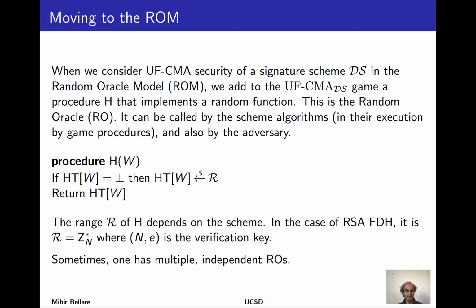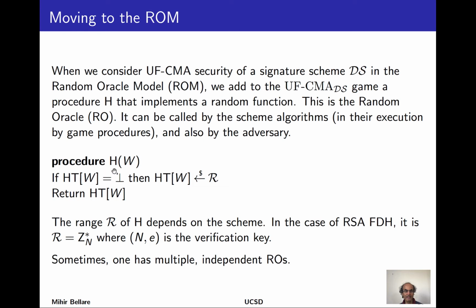So now we come at this from the other end. Rather than thinking about necessary conditions for security, we want to think about sufficient conditions and prove security. And that takes us back to the random oracle model. So remember, in this model, when we have a game and we are considering schemes that have access to some hash function, we model that hash function as random, and we do that by adding to the game a procedure that implements this random function. And this procedure can be called by scheme algorithms. Those are run by game procedures themselves if they like, and most importantly by the adversary.